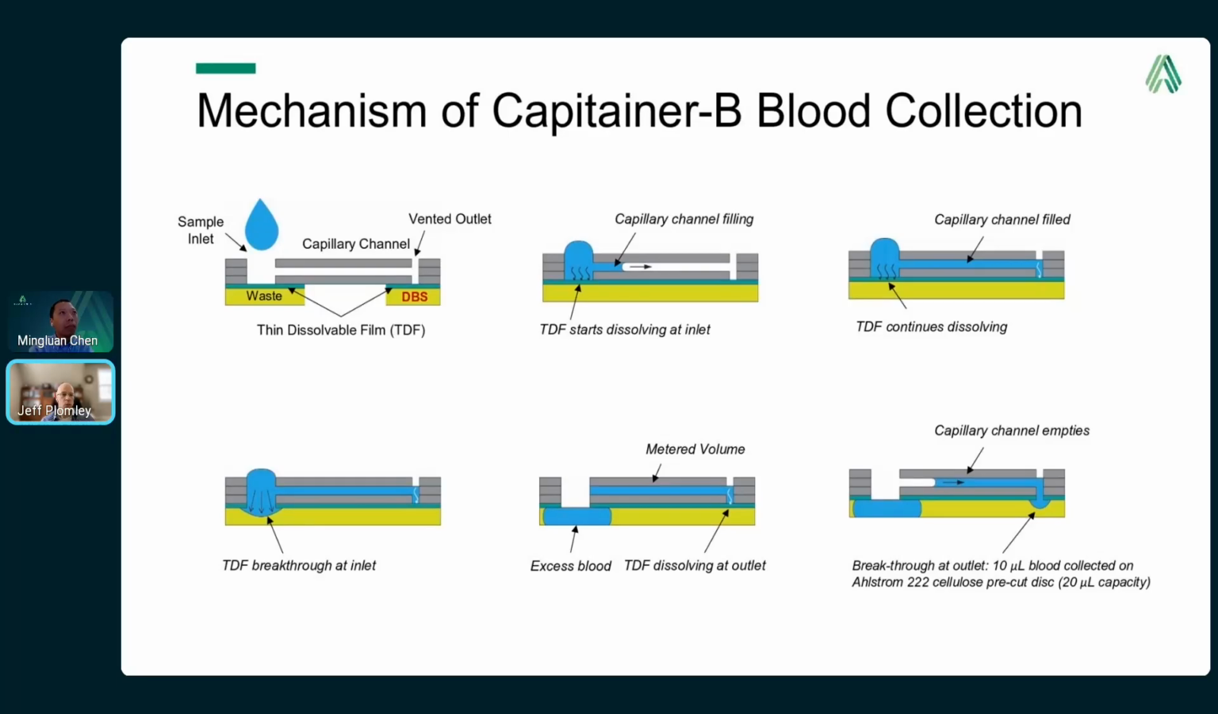So when a droplet of unknown blood volume is applied to the inlet, the capillary microchannel fills, as shown here, and that fills to capacity. And then the TDF at the inlet starts to dissolve. And once the inlet TDF dissolves, there's a breakthrough of blood onto this waste absorbent here. And so all of the excess blood that does not fill that capillary channel goes to waste. And that's why we cannot oversample.